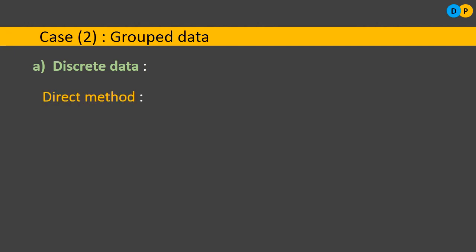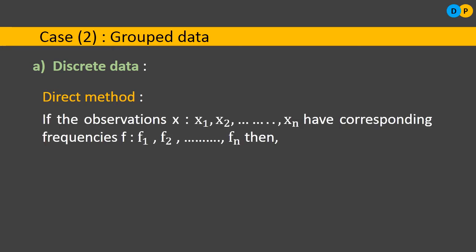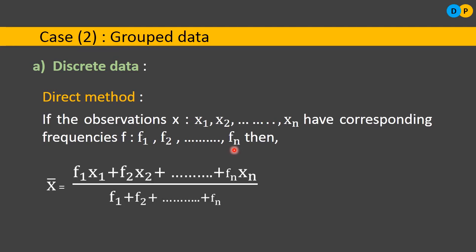What is a discrete data? Nothing but data where we will be considering only one value. So what is the formula for the direct method? Let us say there are observations of x. How many observations are there? If there are n observations, x1, x2, up to xn, and corresponding to these observations there are frequencies f1, f2, up to fn, then the arithmetic mean x bar is equivalent to f1 x1 plus f2 x2 plus up to fn xn, divided by f1 plus f2 plus up to fn.